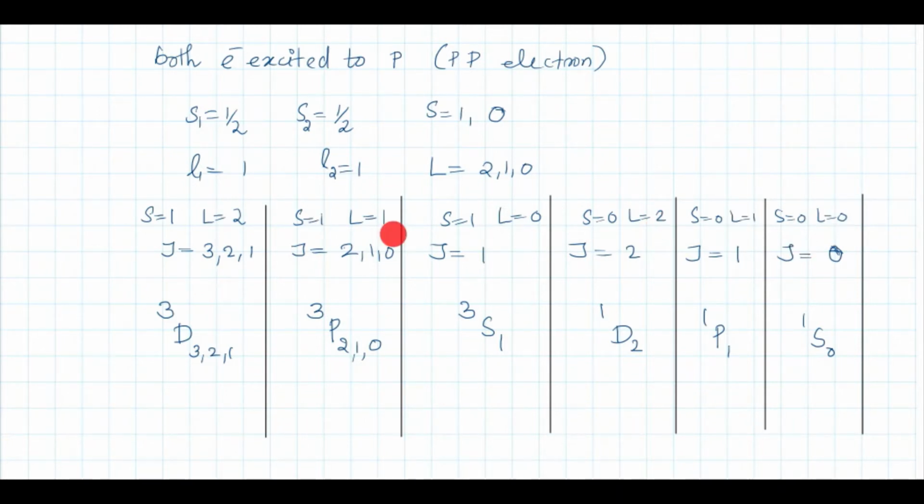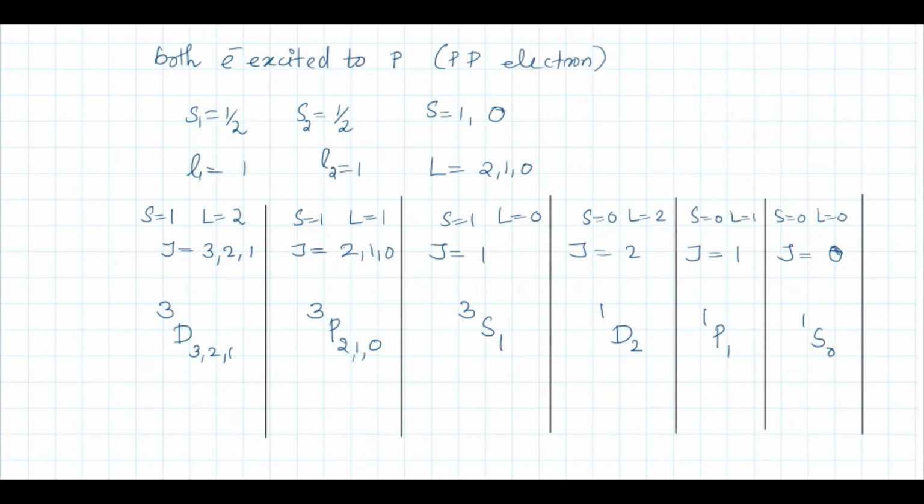There are 6 possibilities. The first one, S equal to 1, L equal to 2. J values: J can take values from mod L plus S to mod L minus S. That is 2 plus 1 to 2 minus 1. So 3, 2, 1. S equal to 1, so it is a triplet. L equal to 2, so it is a D term. So 3D, 3, 2, 1. S equal to 1, L equal to 1, so 3P, 2, 1, 0. S equal to 1, L equal to 0, so this is 3S1.